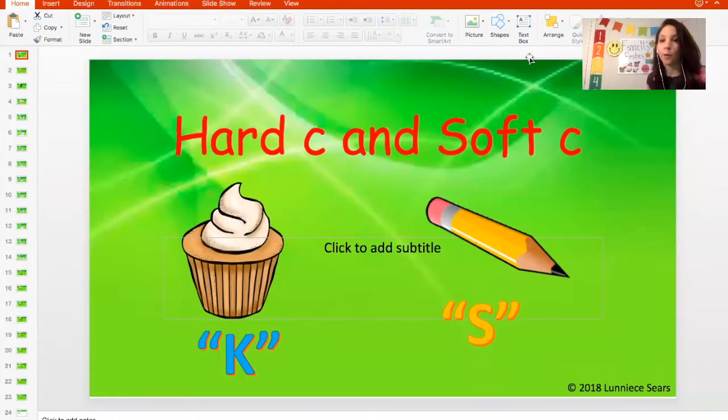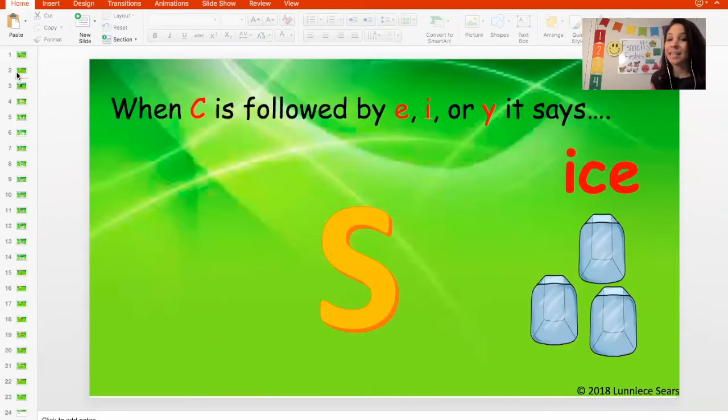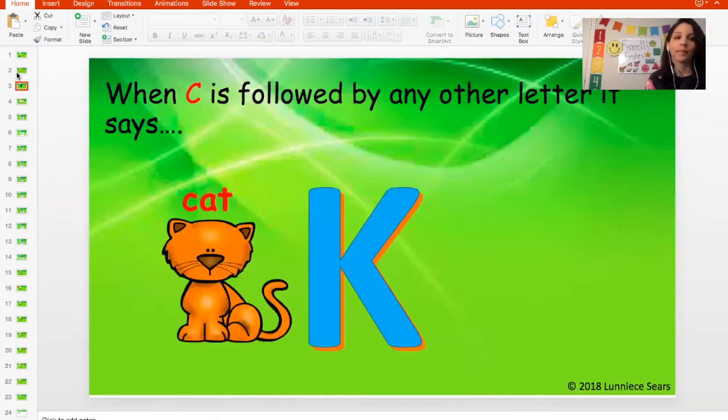All right, so practice makes perfect. So let's go ahead and practice some examples. So again, the hard C says k, k, and the soft C says S. So when C is followed by an E, I, or Y, it says the S sound, like in ice. When C is followed by any other letter, like in A, O, and U, it says the k, k sound.